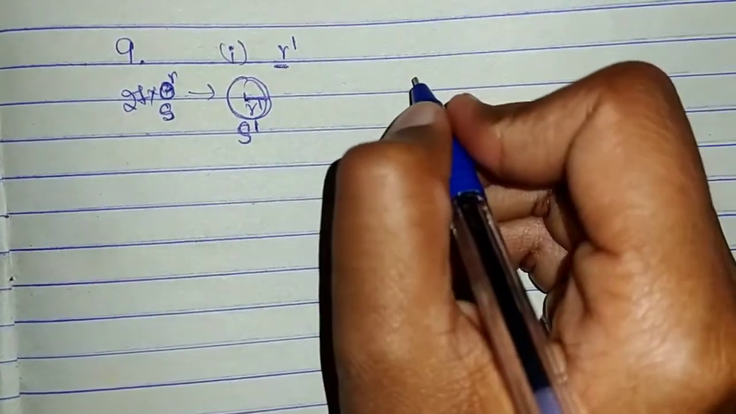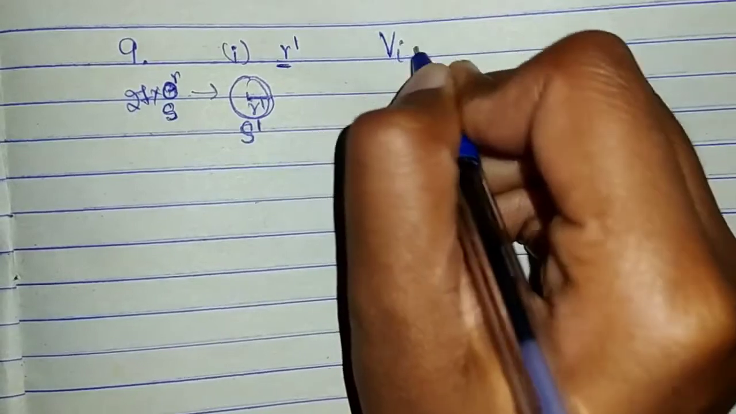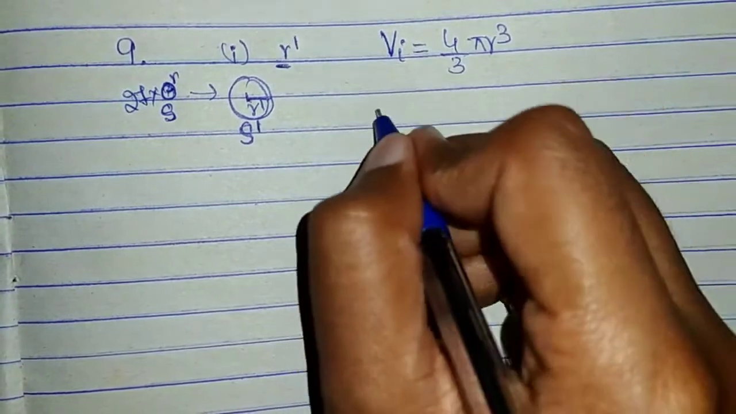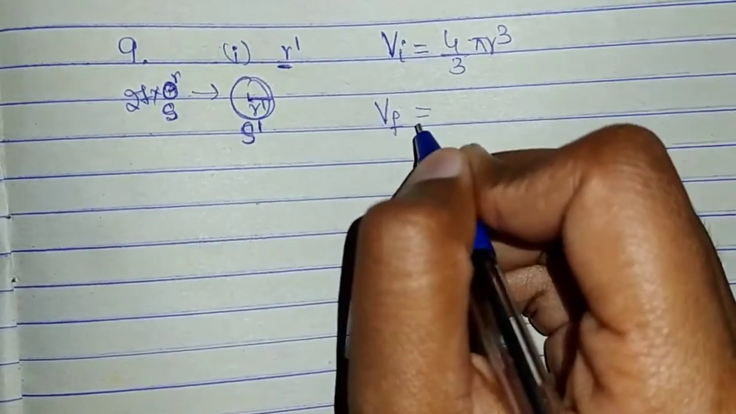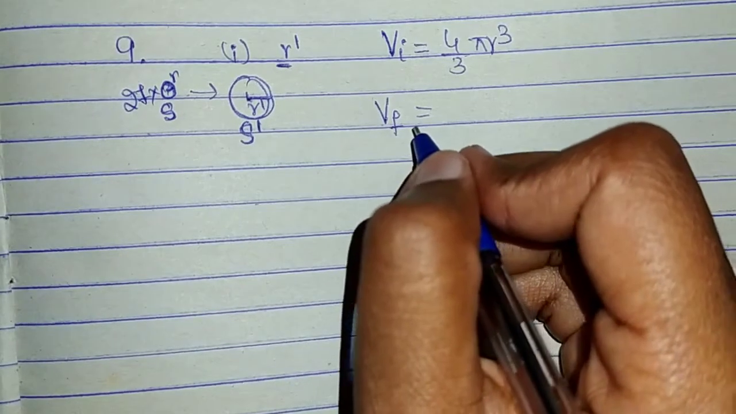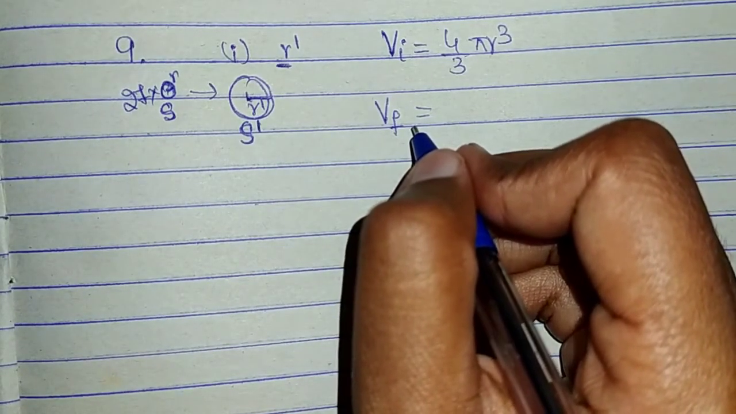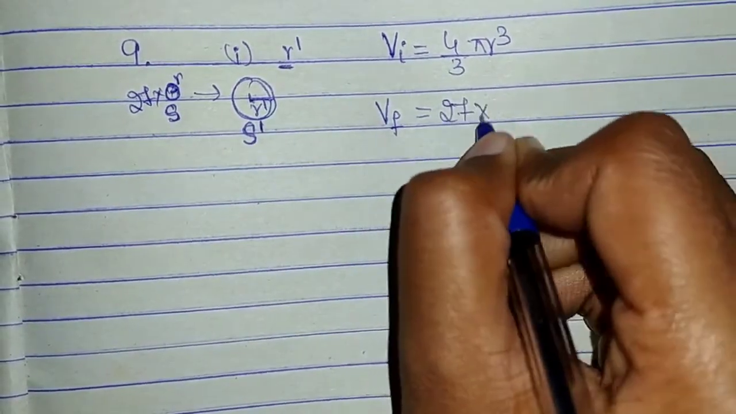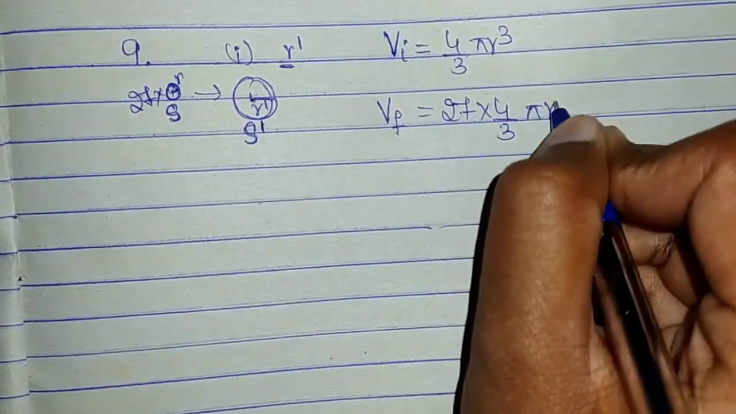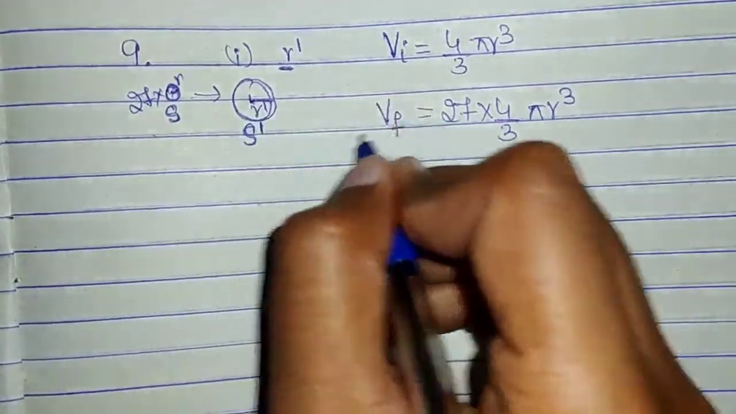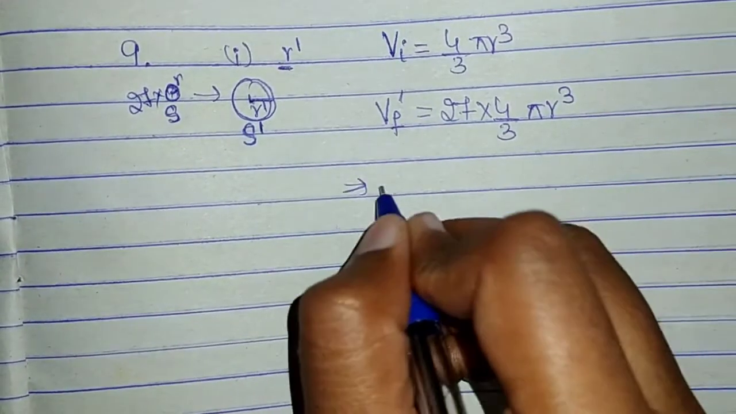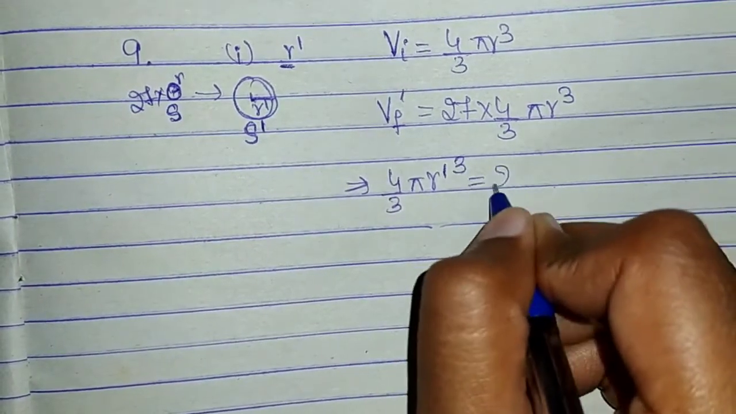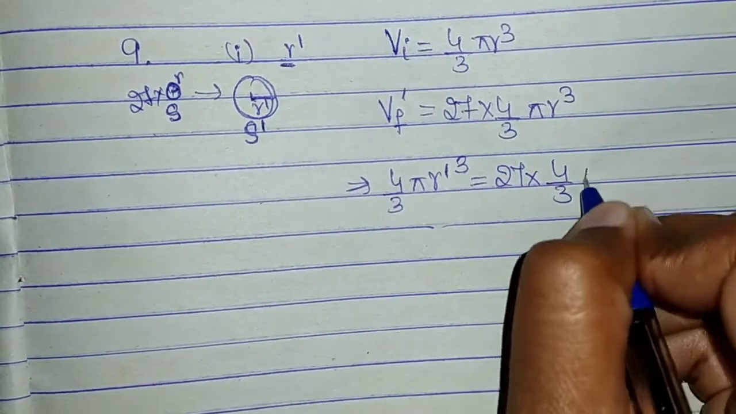So first, let us take the volume of small sphere. Volume of initial sphere was 4 by 3 pi r cube. So when they were melted, the 27 spheres will give a bigger sphere. Volume will not change. Even the area might change because of compression, but volume of that will remain the same. So volume of final sphere is 27 into 4 by 3 pi r cube. And volume of final sphere, that is V dash, will be equal to 4 by 3 pi r dash cube. So this is equal to 27 into 4 by 3 pi r cube.